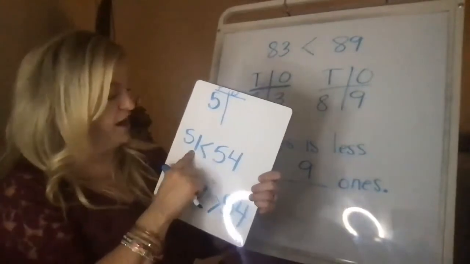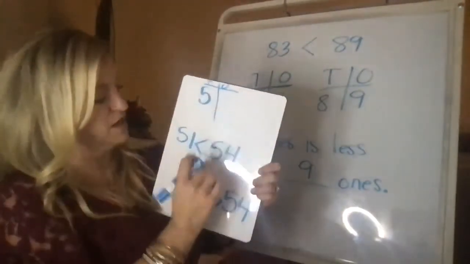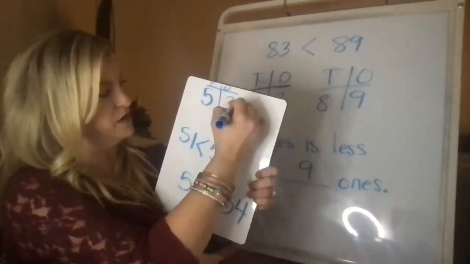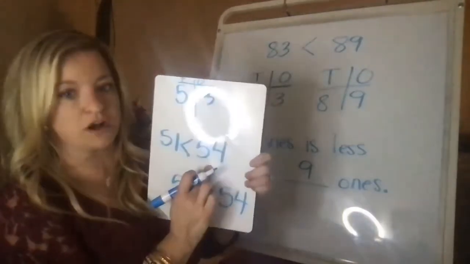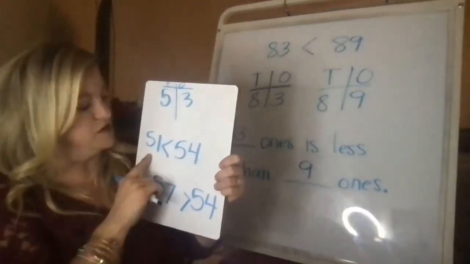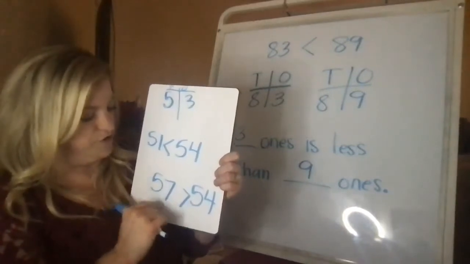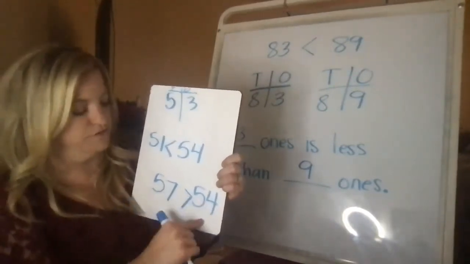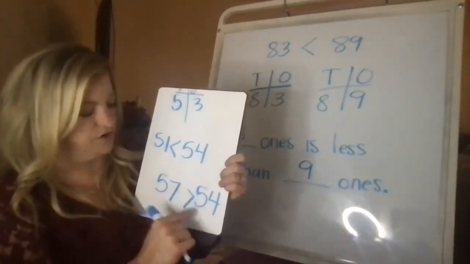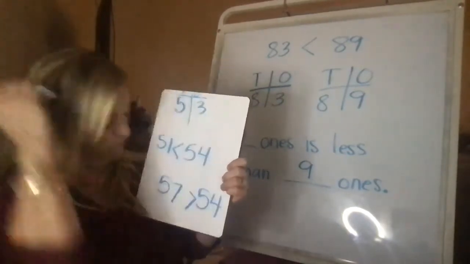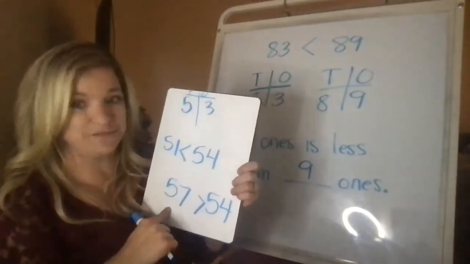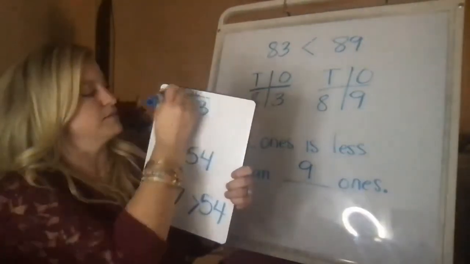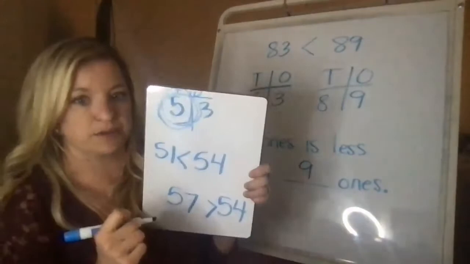So as long as it's a 5 in the tens place, this could be 53. 53 is less than 54. It could be 51 is less than 54. This could be 55 is greater than 54. 56 is greater than 54. 58 is greater than 54. 59 is greater than 54. Could it be 60? No, because they wanted something with a 5 in the tens place.